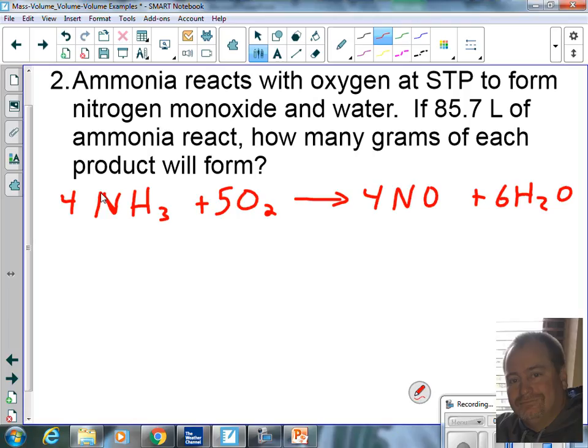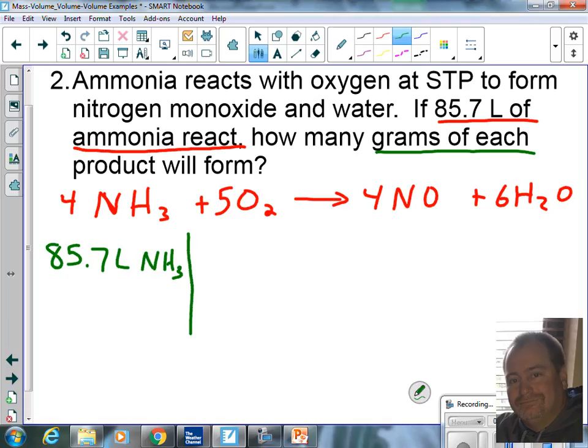Now, although it tells you to find out how many grams of each product, I'm only going to go to nitrogen monoxide. So what I'm going to do is take what I know, 85.7 liters of ammonia, and convert that to grams of nitrogen monoxide. I need to take that to moles.